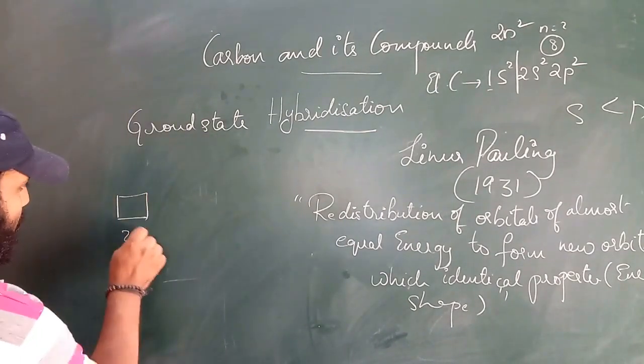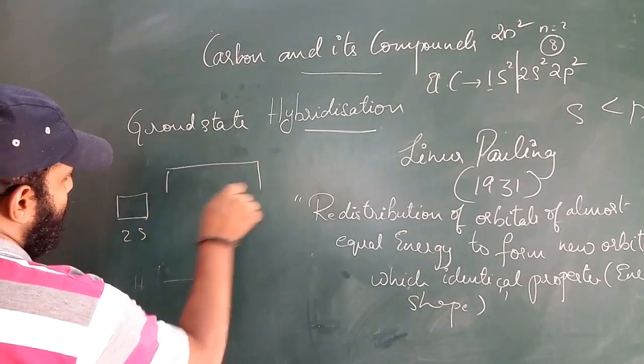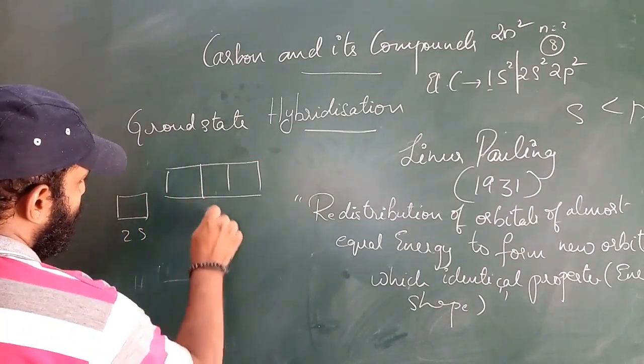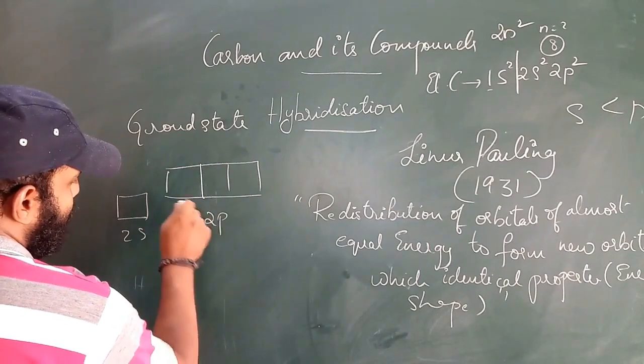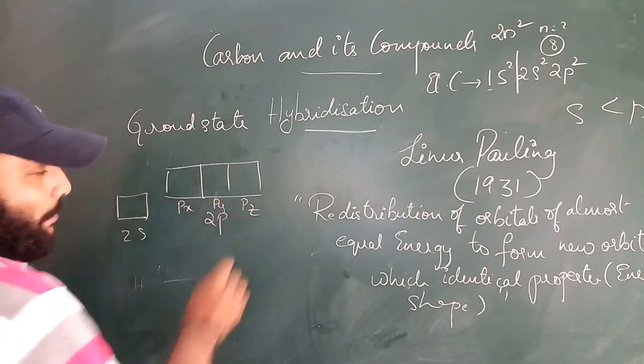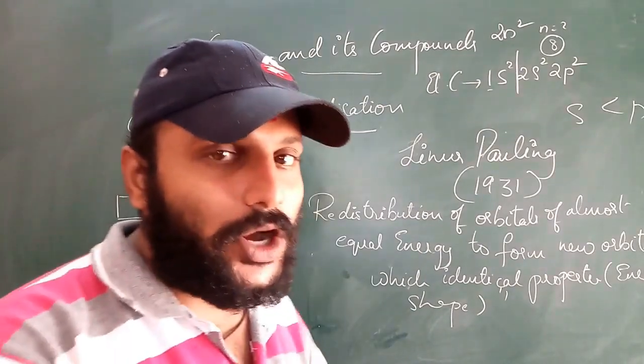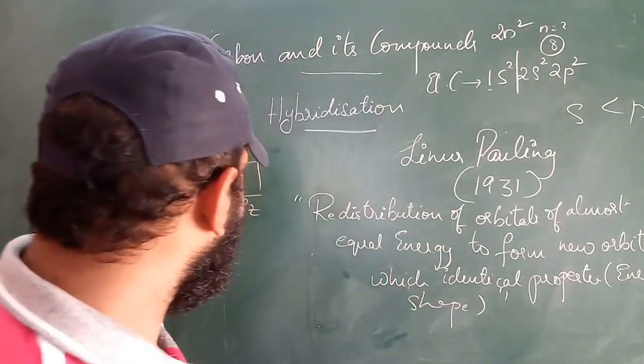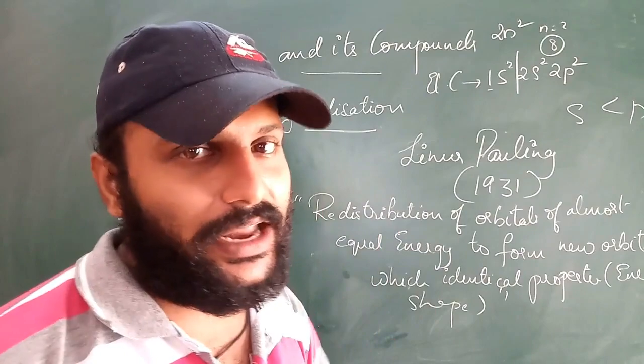This is our 2s and this will be our 2p. 2p contains p orbitals, and the p subshell contains the orbitals px, py, pz. Maximum how many electrons can be filled in an orbital? It is only 2. Maximum 2 electrons can be filled in an orbital.